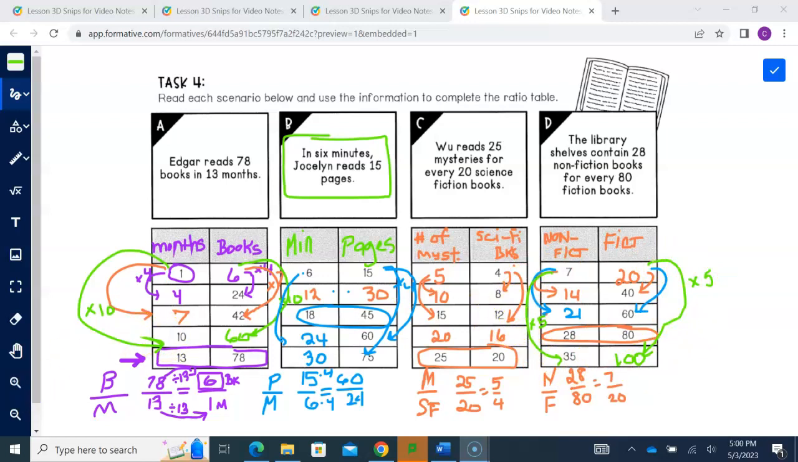That completes those tables. So now you should be ready to begin your worksheet or assignment on comparing ratio tables. Good luck.